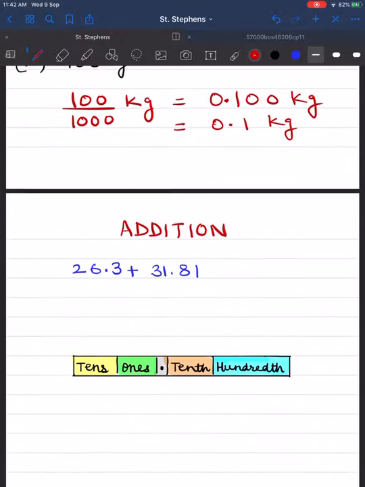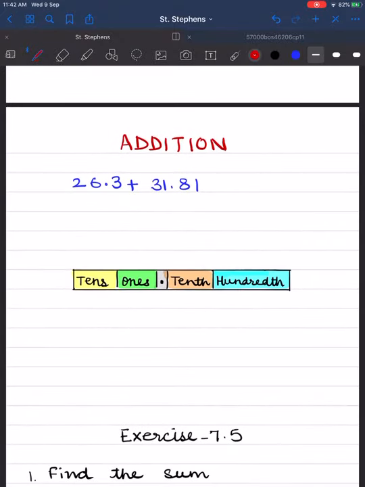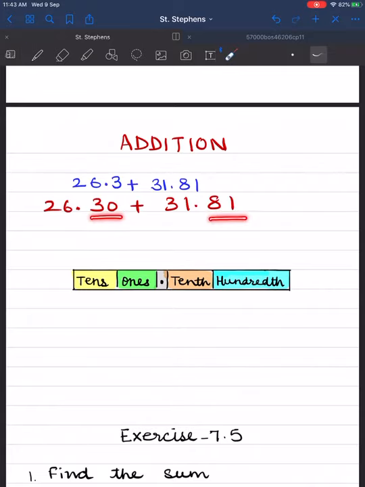Now let's understand the addition of decimals. Now first we have to convert given decimals into like decimals. So here let's convert 26.3 and 31.81 into like decimals having two decimal places. So we get 26.30 plus 31.81. Now both the decimals have two decimal places.